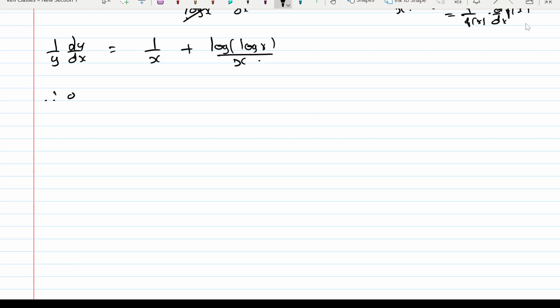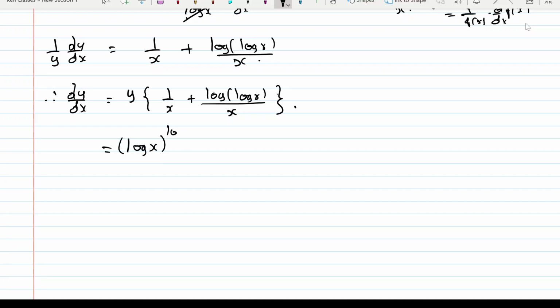So therefore the fourth step: dy by dx is equal to y into 1 upon x plus log of log x divided by x. Now the fifth step: y was log x raised to log x. So this is log x raised to log x into 1 plus log of log x divided by x. This is by equation 1.